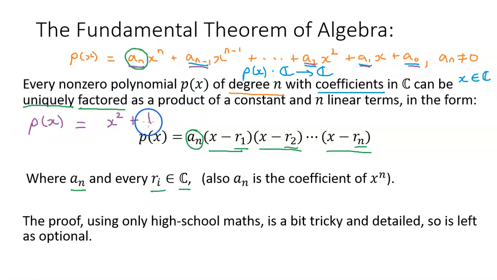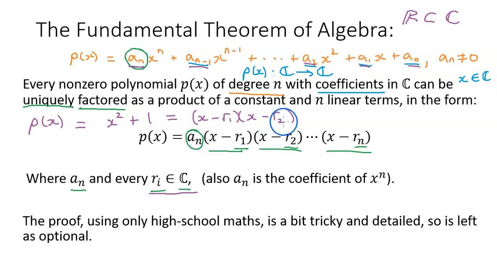Since all the coefficients are real numbers, and we know that the real numbers are a subset of the complex numbers, this theorem applies to this polynomial. And so that means we should be able to write it as, well, in this case, n is 2, and a_n has to be 1 because there's a 1 there. So we should be able to write this as x minus r_1 times x minus r_2. And what allows us to do this is this thing down here.